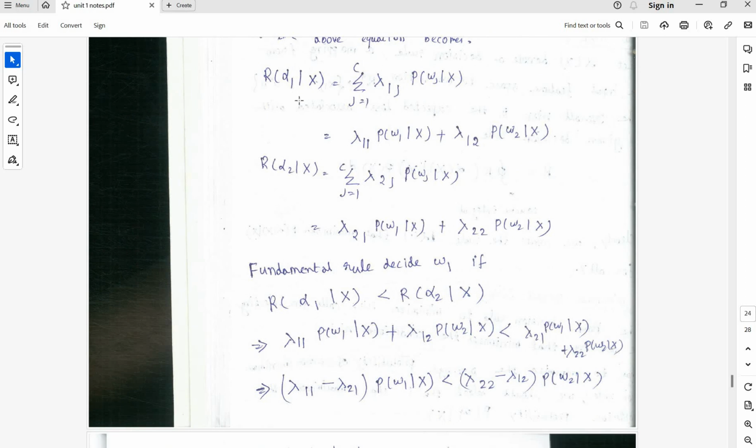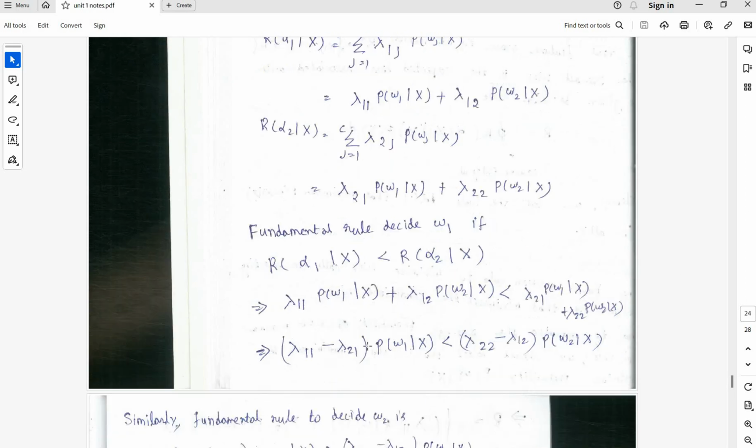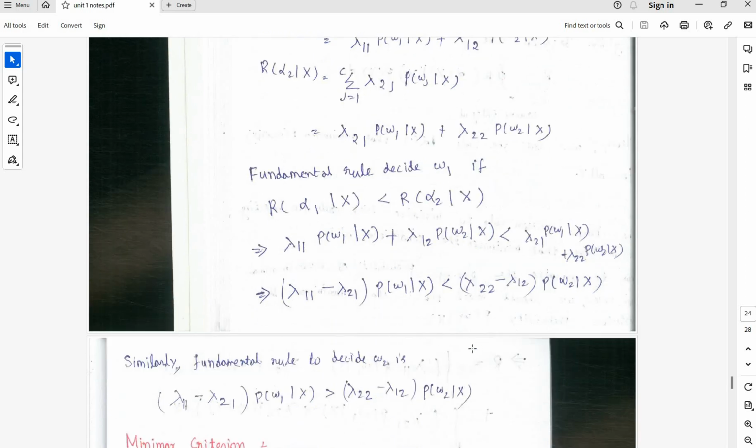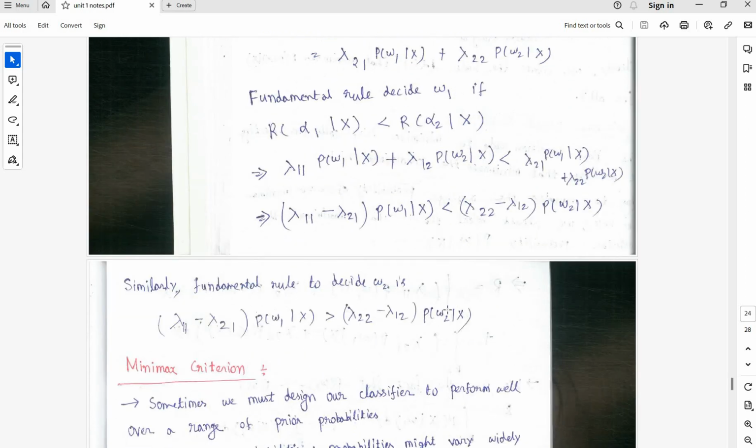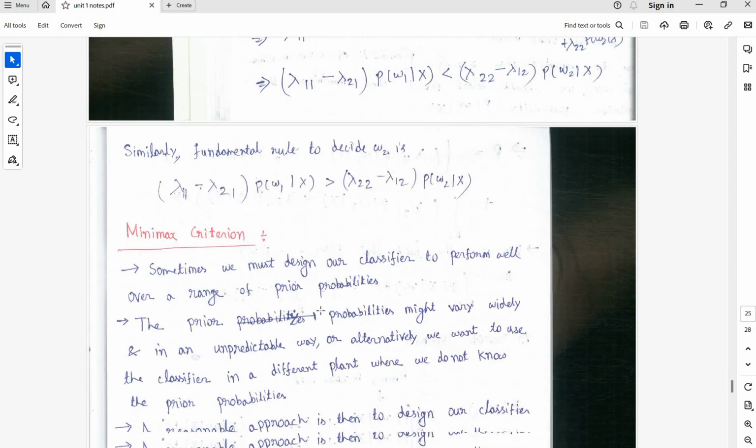The fundamental rule to decide class W1 is that R of alpha 1 given x must be less than R of alpha 2 given x. So this equation should be less than that equation. Bringing P of W1 given x as common, this becomes lambda 11 minus lambda 21 is less than, and the other side with P of W2 given x made common, lambda 22 minus lambda 12 comes to the right side. The fundamental rule to decide W2 is the opposite: the left side should be greater than the right-hand side to decide class W2.